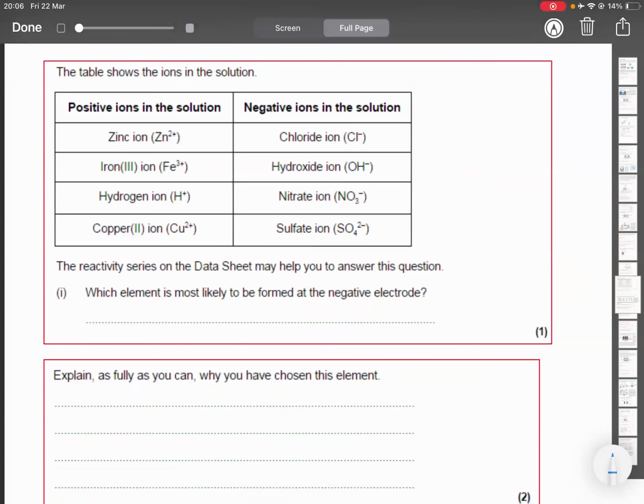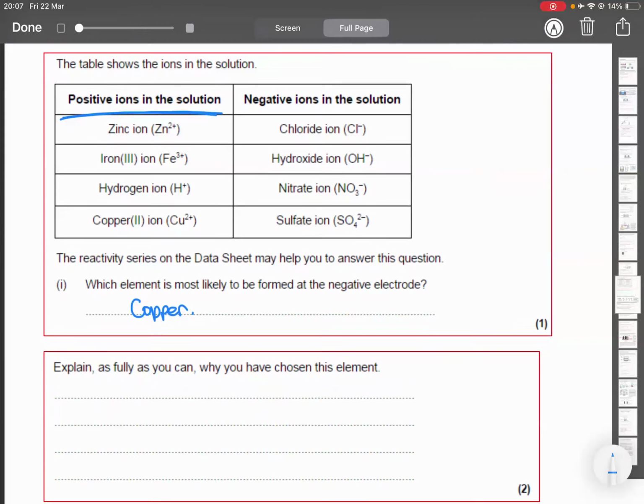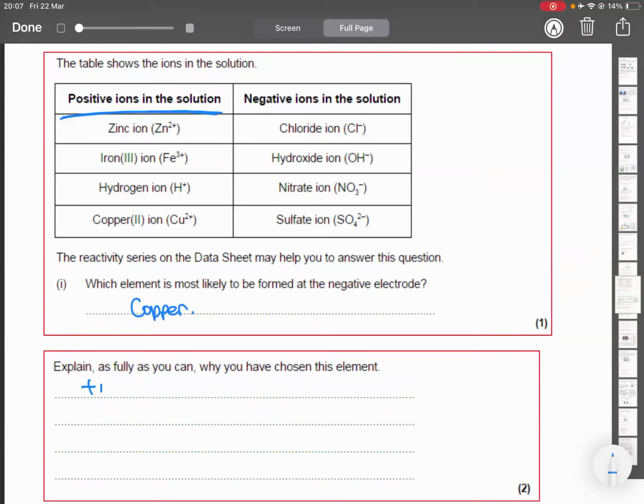Here's another one. Which element is most likely to be formed at the negative electrode? So it could be any of the positive ions, but the rule is we pick the one that's less reactive. So that would be copper. Okay. When I give you the reactivity series, you'll see. And yeah, we say we have to pick a positive ion since opposite charges attract. But we also have to pick the least reactive one. Okay.